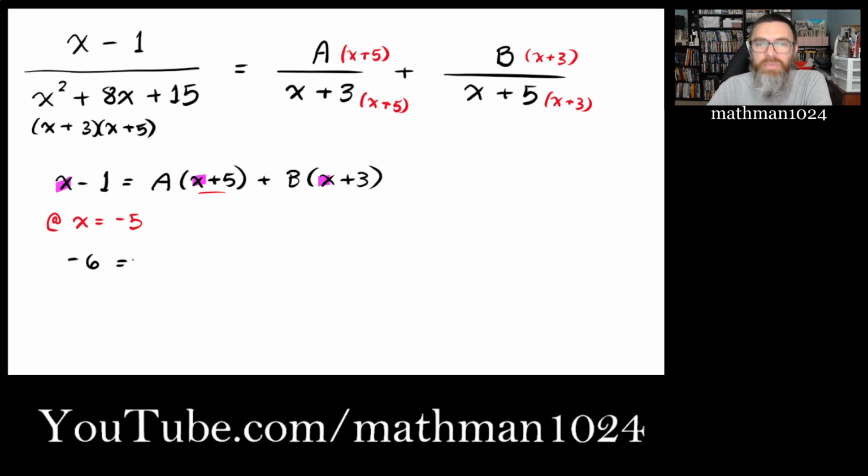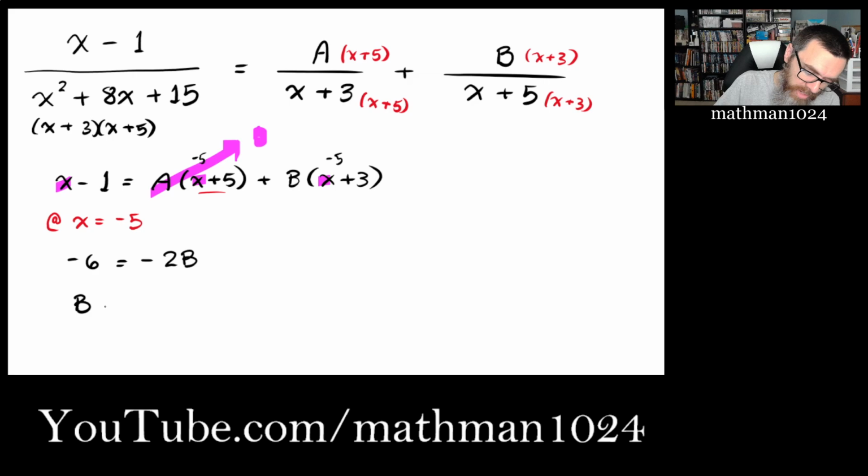On the right side, by plugging in a negative 5 right here, this whole guy goes to 0. Now I don't have to worry about him. I would then plug in negative 5 here, and that gives me negative 2 times b. And very quickly, we can see that if I solve this nice linear equation, that means the b value is equal to 3. Cool.